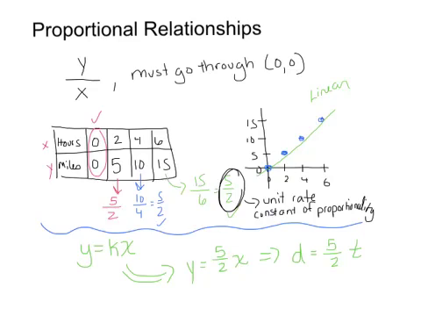We'll do a little bit more practice with this over the next few days. The key part for you to take away today is probably that you're going to put the y over the x, and it must go through 0, 0, and that this would give me my unit rate. It would also give me this equation down here for the line.